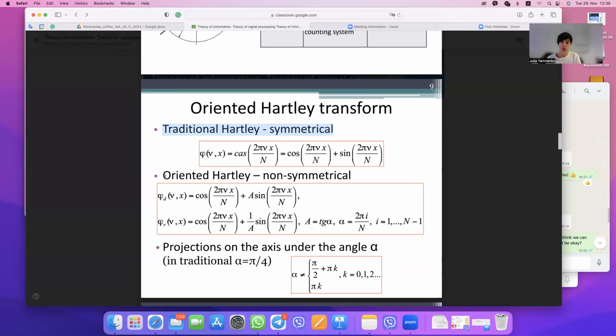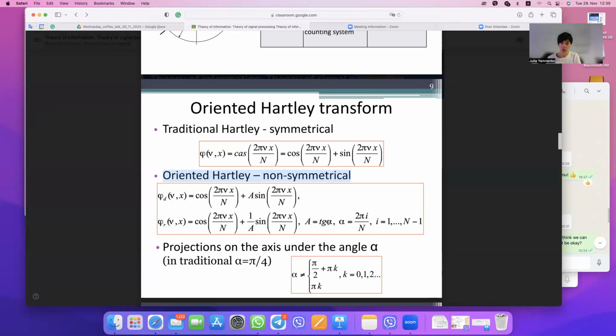And we can modify it in order to obtain the oriented Hartley. It will be non-symmetrical, so we will modify the basic function and obtain a different expression for the direct basic function and the inverse basic function. Here the lower indices D and R indicate the direct and reverse transform. So for direct we have cosine plus A sine. The only difference from the traditional one is this multiplier A.